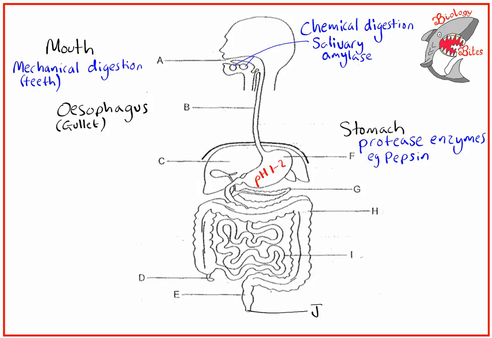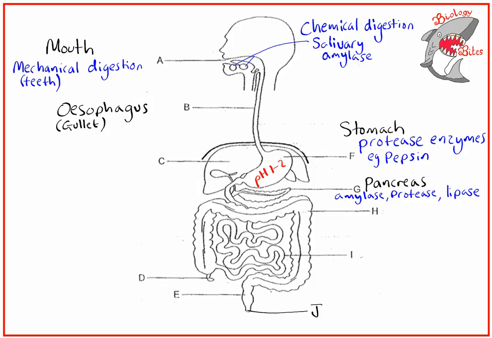The stomach is a muscular bag which is made up of many different tissues, including muscular tissue, glandular tissue and epithelial tissue. The stomach can secrete protease enzymes such as pepsin, and these will help to digest proteins into amino acids. The correct pH for the stomach is around pH 1 to 2, where these enzymes work at their optimum levels.